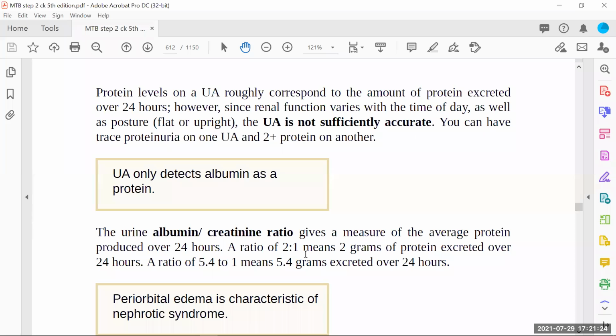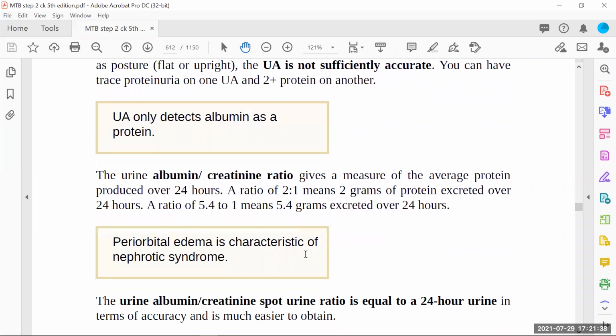So the urine albumin creatinine ratio gives a measure of the average protein produced over 24 hours. A ratio of 2:1 means 2 grams of protein excreted over 24 hours. A ratio of 5.4 to 1 means 5.4 grams excreted over 24 hours. So whatever the result is there, just think about that. If 1 plus is there, 2 plus, 3 plus, it actually corresponds to the grams. Like 1 plus means 1 gram, 2 plus means 2 grams, 3 plus means 3 grams. So this we will see.